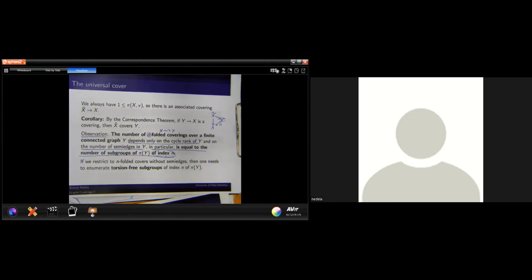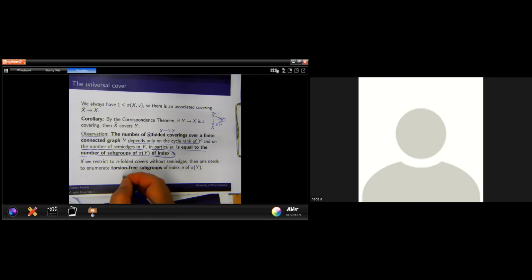But the fundamental group, suppose there are no semi-edges, is just a free group of rank beta. So the question about enumeration of coverings converts to the question of enumeration of subgroups of a free group of rank beta of index n. And sometimes we are in a situation that we want to count covers over a graph with semi-edges, but we don't want semi-edges.